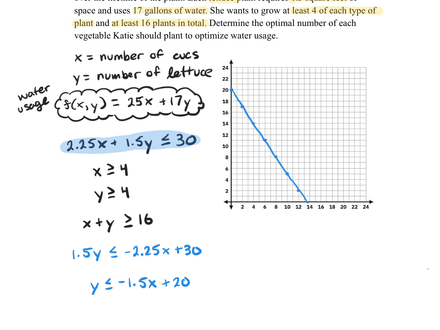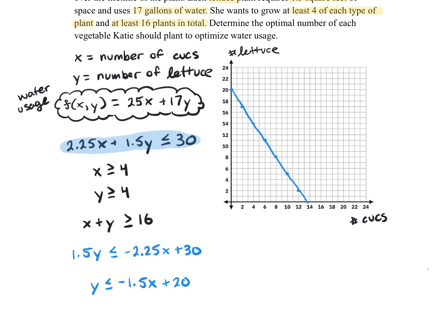And notice that my x and y axis, I'm only looking at the positives, because remember, our x-axis represents the number of cucumbers and the y-axis represents the number of lettuce plants. So it really wouldn't make sense for us to have negative values for either of those axes. So again, this first one would be everything below that line.